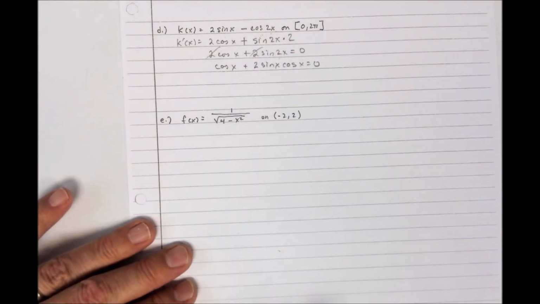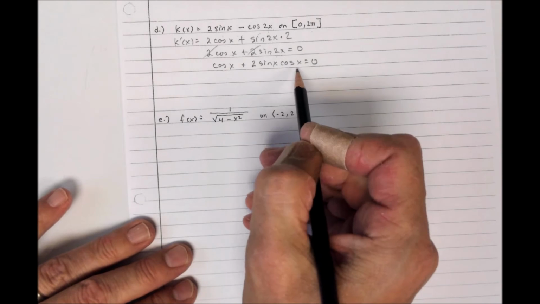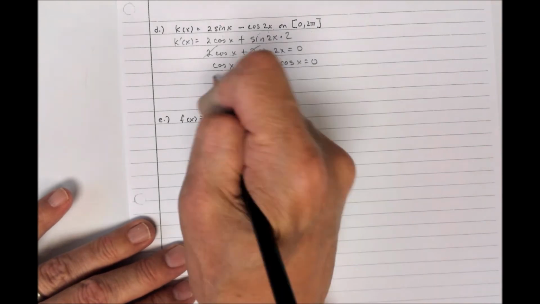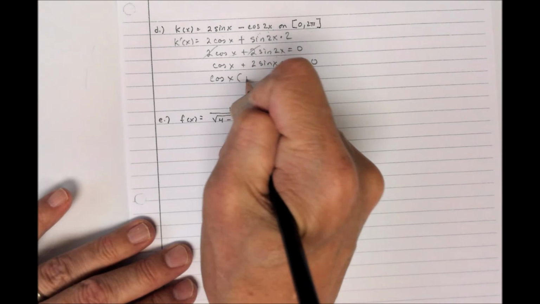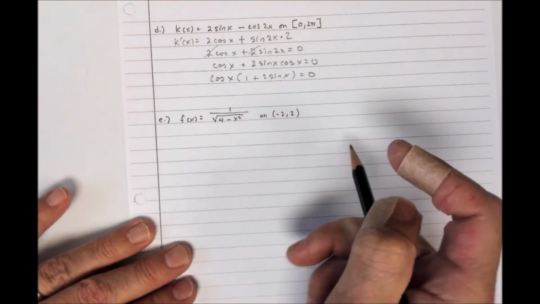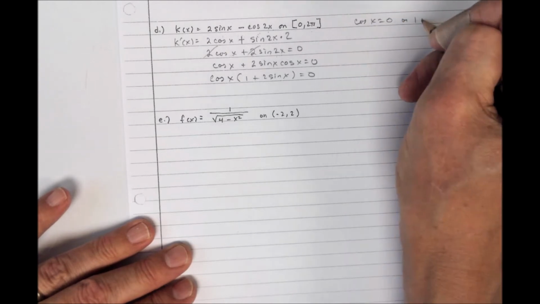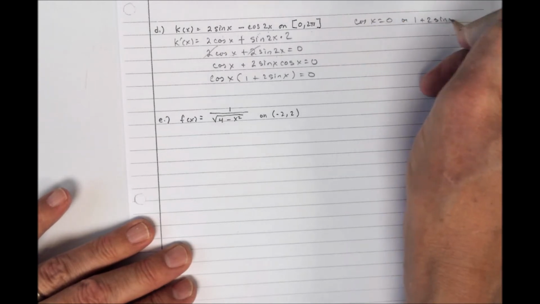Solving trig equations. You've got x, you've got 2x, you've got to get it all in terms of x or all in terms of 2x. I can factor out a cosine of x. That would leave 1 plus 2 sine of x equal to 0. I'm going to set the cosine of x equal to 0. I'm going to set 1 plus 2 sine x equal to 0.